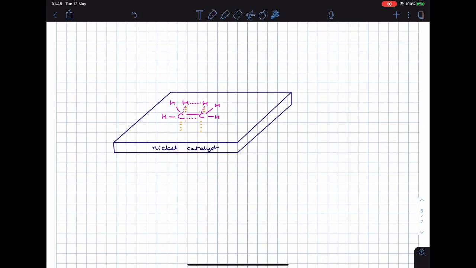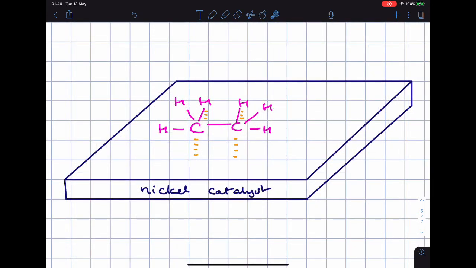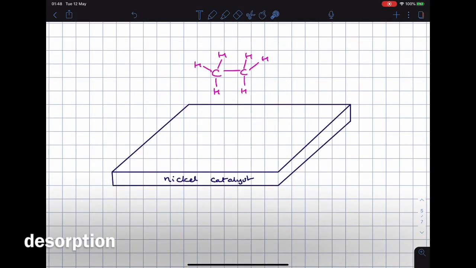And in that process it will weaken the bond between the two hydrogens, and also we start to form the bond between the hydrogen and the carbons on the original alkene. The bonds then form between the carbon and the hydrogens, and we break the pi bond between the two carbons, so the alkene disappears. We still have the final alkane adsorbed to the surface of the catalyst, and the final stage is called desorption, where the molecule leaves the surface of the catalyst.